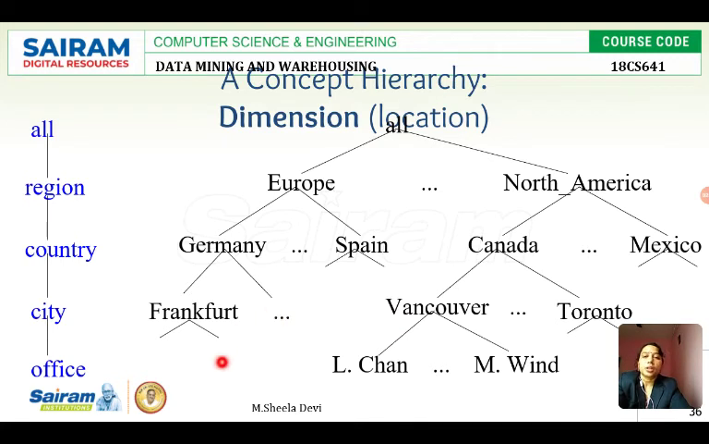Then comes office. In every city, whichever offices are there, what is the sales with respect to the office? So that is again going deeper. So office is the lowest level and the highest level is all. It is going deeper and deeper inside. This is nothing but a concept hierarchy. It forms a hierarchy from all, one level deeper, again one level deeper, again another level deeper, and it goes to the lowest level. That is the concept hierarchy.